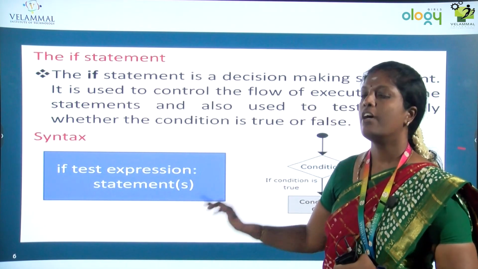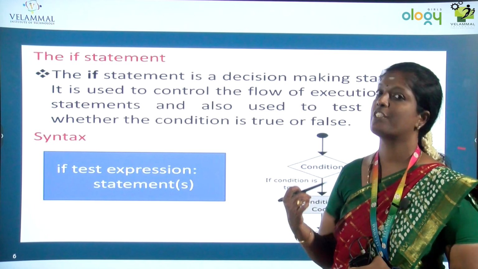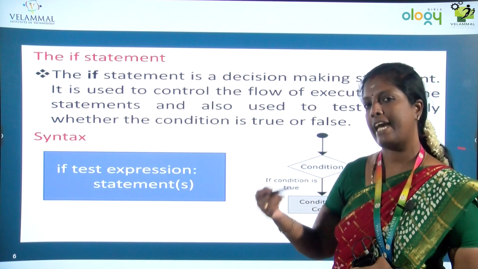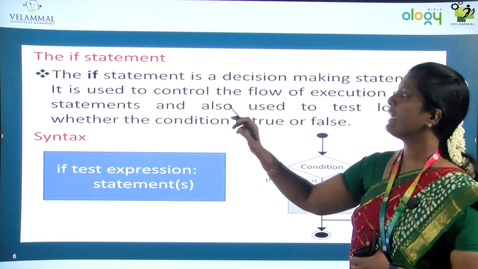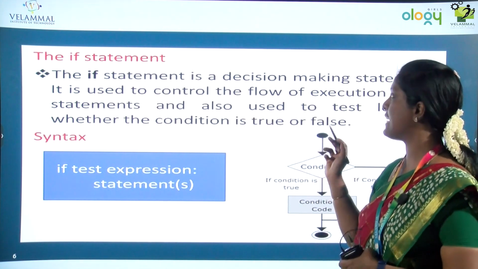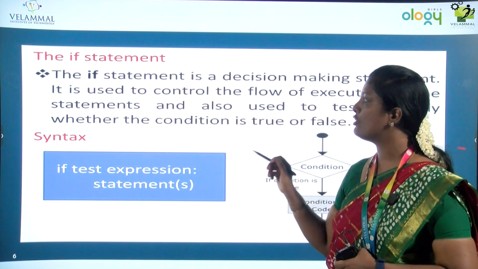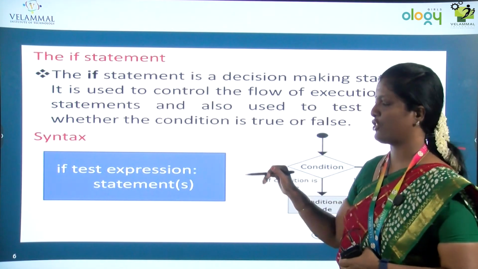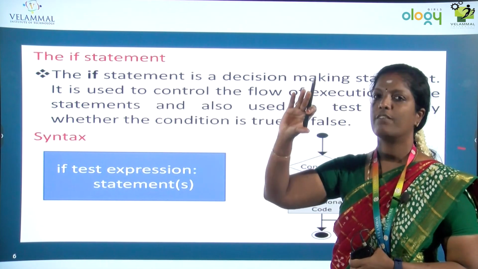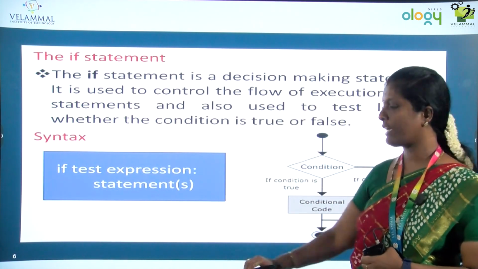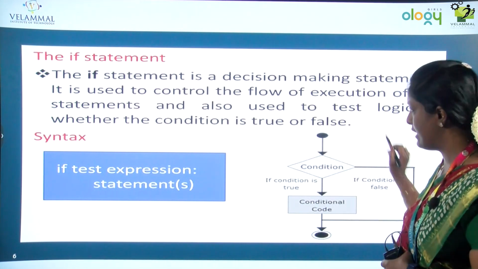So see here, we are only going to check for the condition being true. We are not going to say what happens after it is false. An if statement is decision-making statement. It controls the flow of execution. It executes only the statements which are inside the body of the if statement. If you see this flow chart, it will be easy.